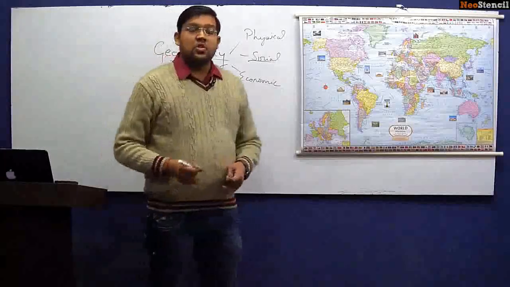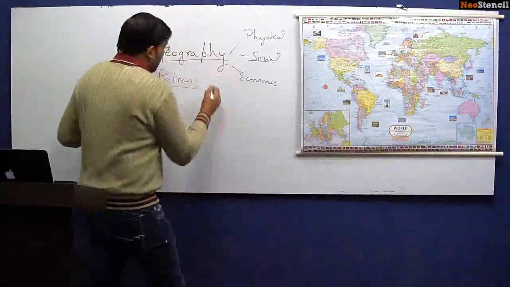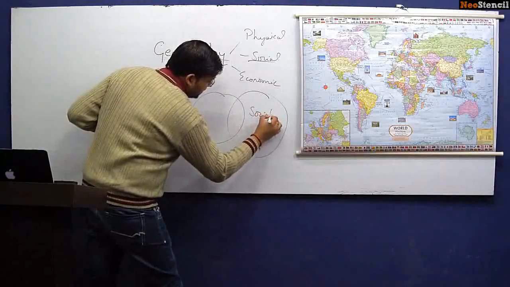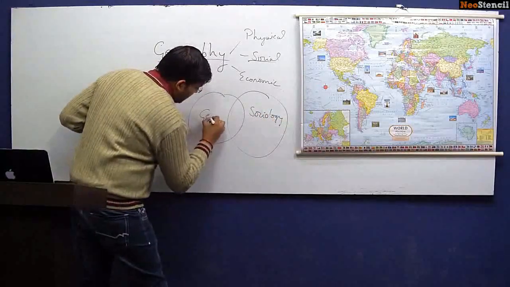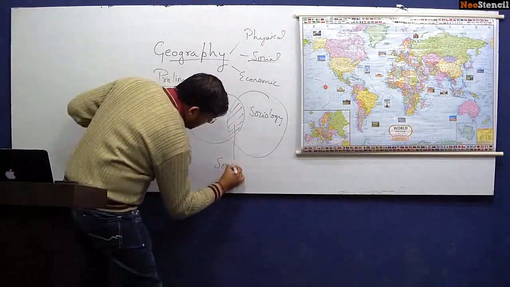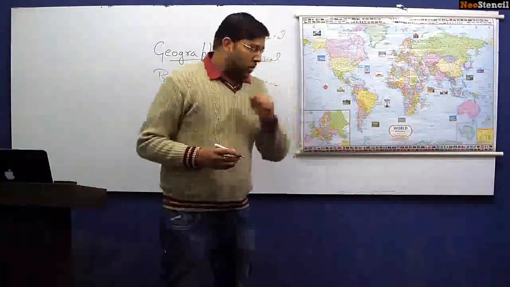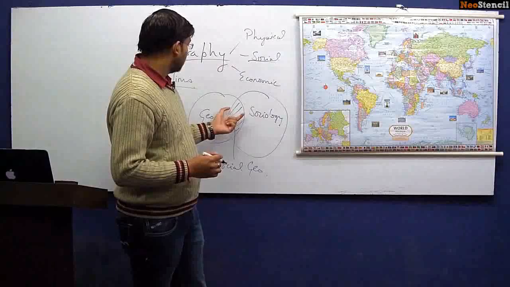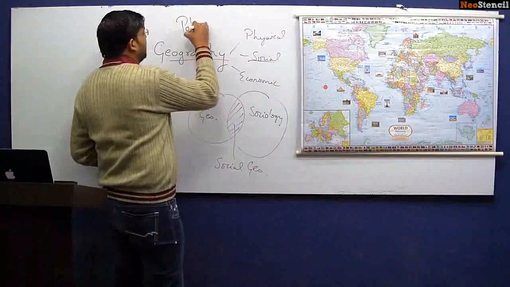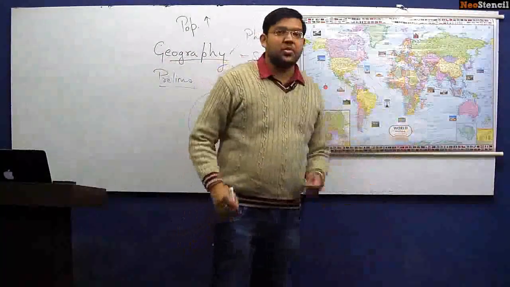Social geography. Social geography deals with what? Social geography deals with society. Social geography is the intersection of sociology and geography. This intersection is called social geography. Here we see the kind of explanations needed for why the population is growing as it is growing, why is it distributed as it is distributed.